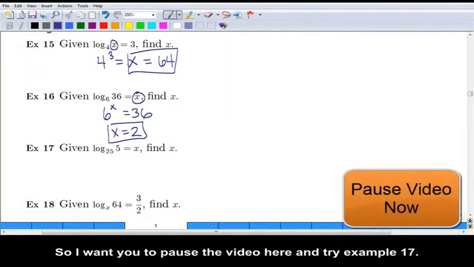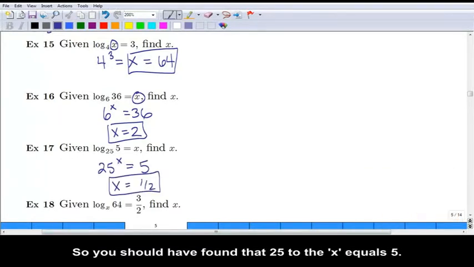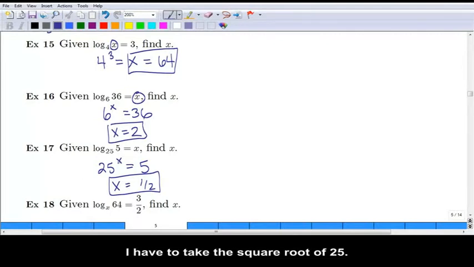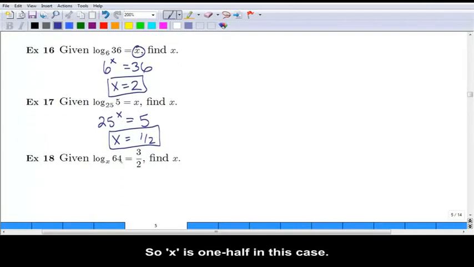So I want you to pause the video here and try example 17. So you should have found that 25 to the x equals 5. And so if you say, okay, what do I have to raise 25 to? I have to take the square root of 25. Square root is the exponent 1/2. So x is 1/2 in this case.